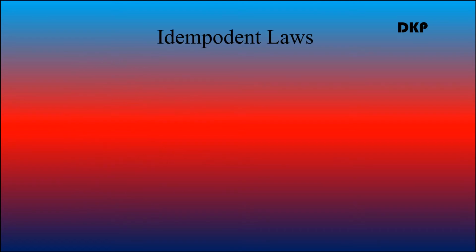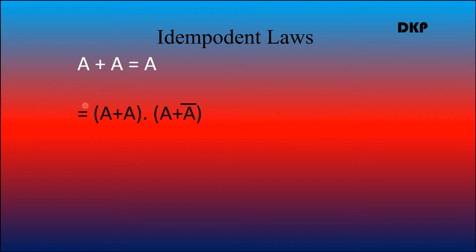Now coming to the idempotent laws, the first law is a plus a is equal to a. That is, we can write this a plus a as a plus a into a plus a bar. What is a plus a bar? A plus a bar is equal to 1. So this is like a plus a is multiplied with 1. So it doesn't make any difference here. It is equivalent to a plus a itself.